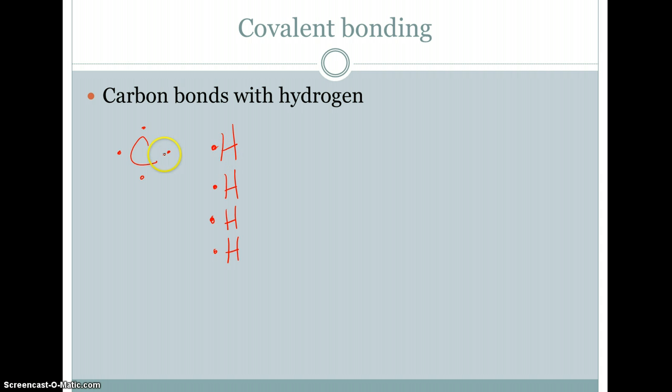So what's going to happen is carbon wants to pair up all of its lone electrons, so it's going to share with all 4 of the hydrogens. And what we're going to end up with looks like this. So that carbon and that hydrogen will share. Carbon and hydrogen will share, until we end up with 4 covalent bonds where those electrons are being shared.